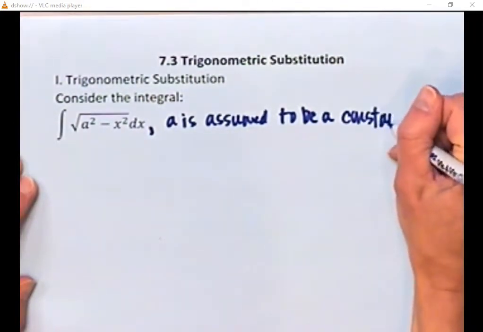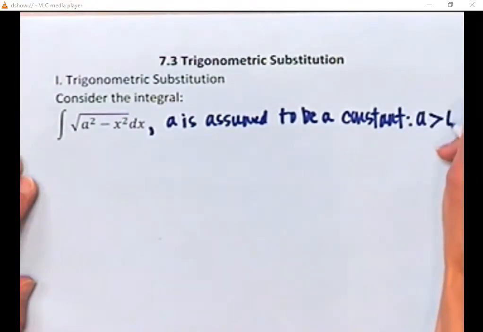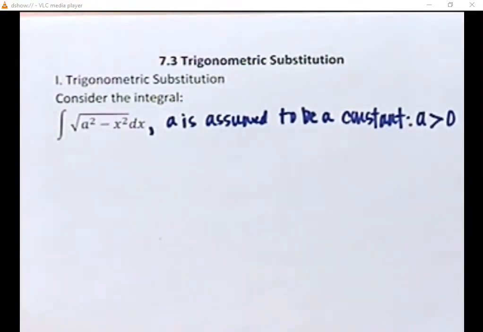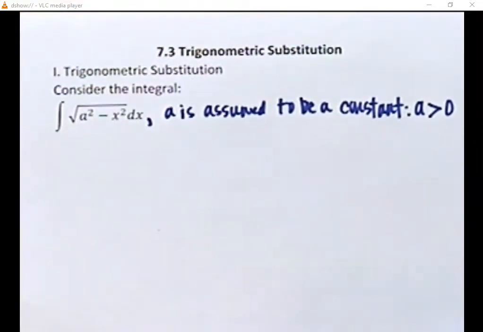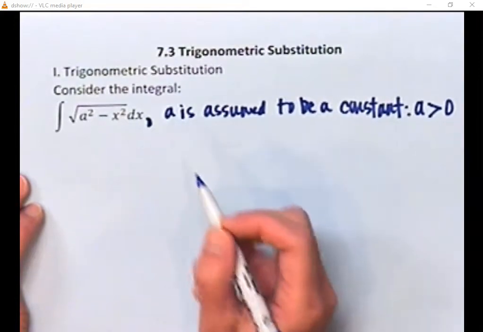So it's just assumed to be a constant. It could be like the number 5 or 10 or whatever it is. But it is a constant where a is greater than 0, so it will be positive here. So the question is, how would we integrate this?